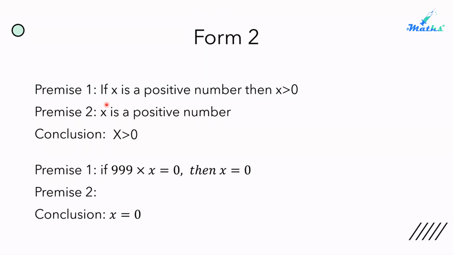It's quite easy, right? This is form 2. Because here, as you can see, you use if, and this is not like form 3 which has the negation. So here it's the same as form 2, but here I give you premise 1 and the conclusion, and I didn't give premise 2, so you need to figure it out. Premise 1 is if 999 times x equal to 0, then x equal to 0. And you don't know premise 2, and the conclusion is x equal to 0. So follow form 2. Premise 2 is 999 times x equal to 0, as you can see.